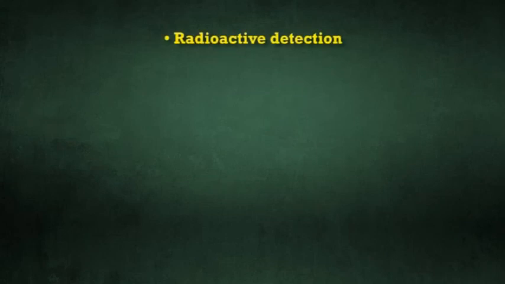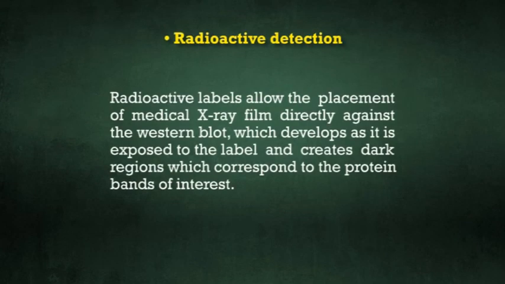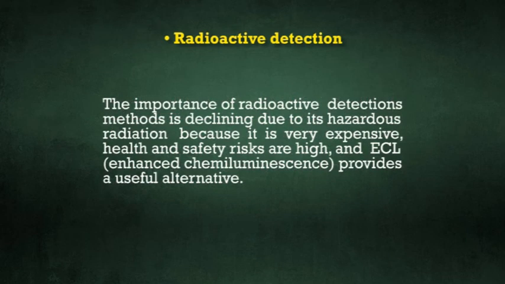Next, radioactive detection. Radioactive labels allow the placement of medical X-ray film directly against the Western blot, which develops as it is exposed to the label and creates dark regions which correspond to the protein bands of interest. The importance of the radioactive detection method is declining due to the hazardous radiation because it is very expensive, health and safety risks are high, and enhanced chemiluminescence provides a useful alternative.